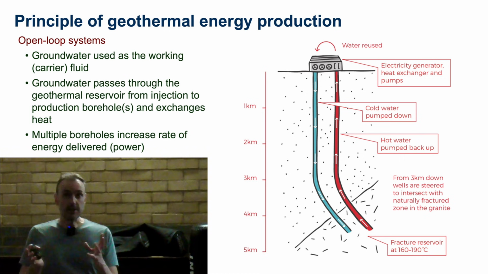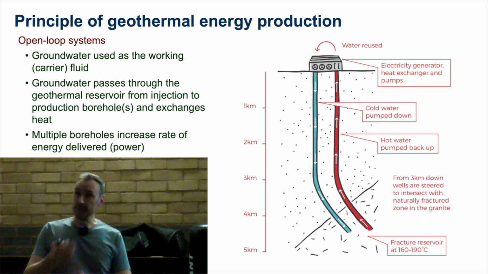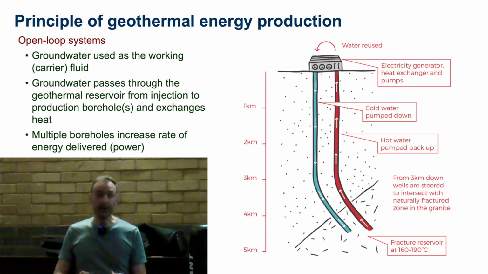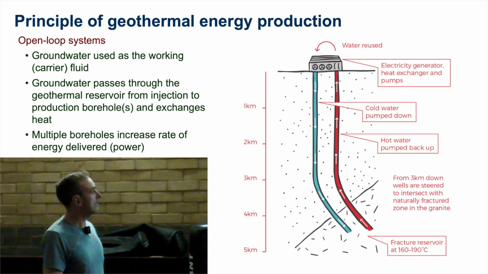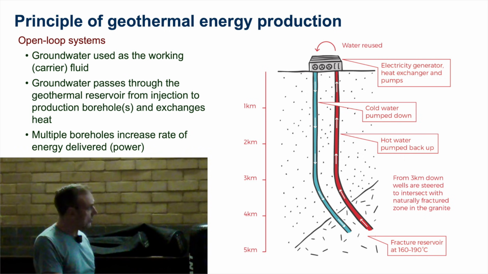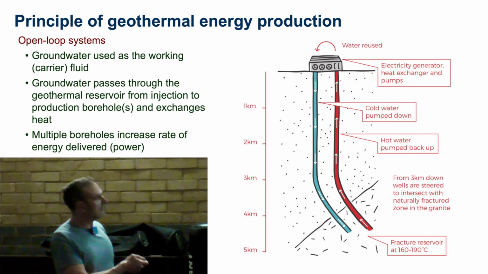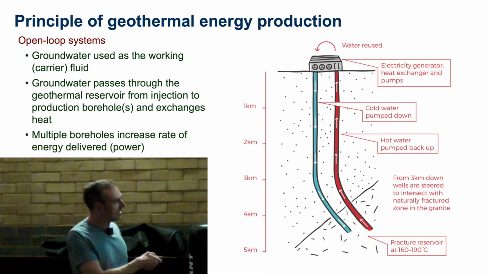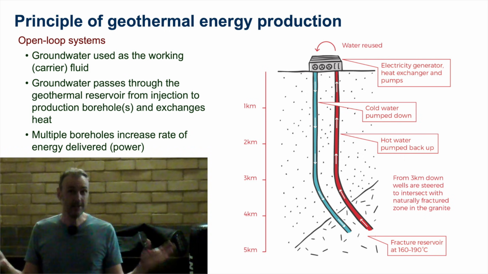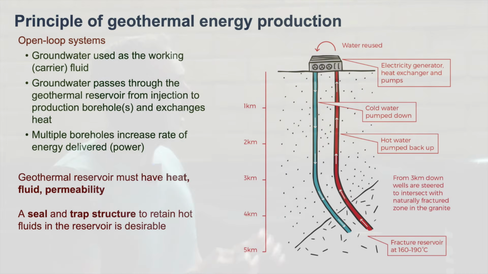So in open loop systems, the carrier fluid, the fluid that we use to transfer heat, is generally groundwater. Okay, it's the water that's naturally present in the rocks underground. And we can pass that water down and bring it back up again. That means that our geothermal reservoir has to have some key parameters to make this work efficiently. It has to have heat, otherwise it's not a geothermal reservoir. But we have to be able to get the fluids through it, so there have to be fluids present, and the rocks have to be permeable to flow.